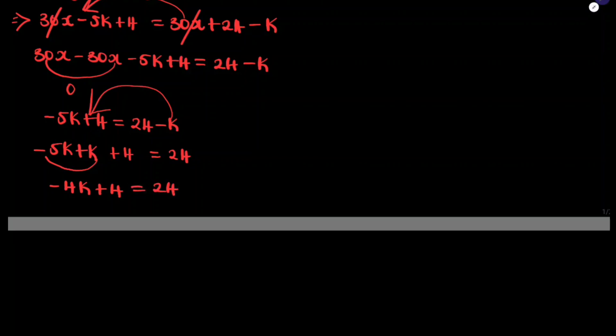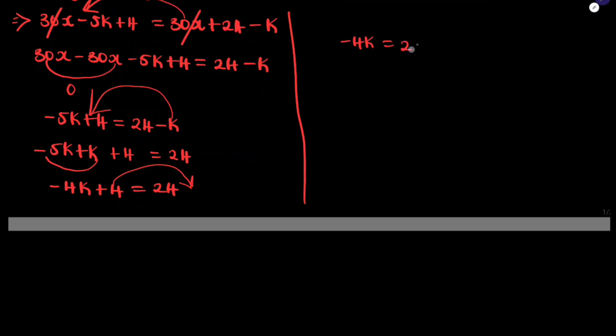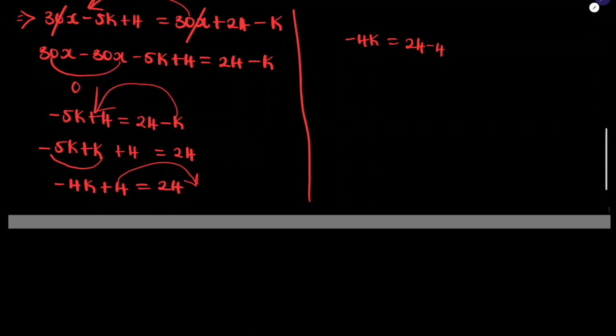Okay, so we have another like term. This 4 and 24 are like terms, so we send it to one side. From there we will have minus 4k equal to 24 minus 4. When we send it over, its sign changes. So that's minus 4k equal to, what's 24 minus 4, is simply 20.